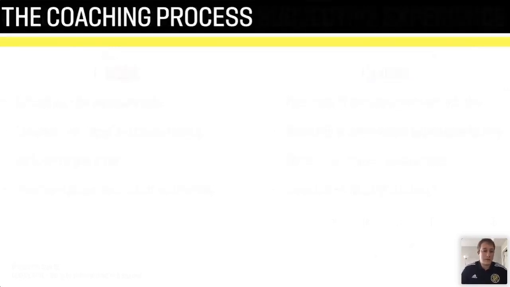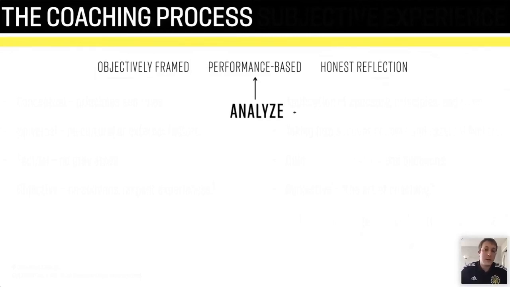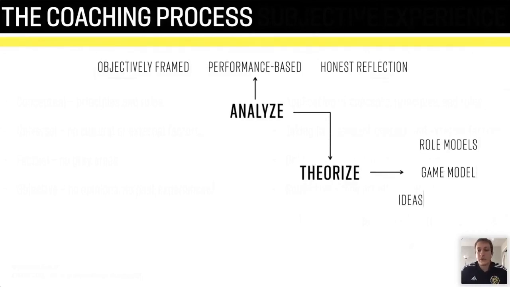For me, the coaching process is a 4-step system, right? Number one, you have your analysis. Again, it's got to be objectively framed, performance-based. So what's happening on the field, and honest reflection. You're looking at not only what do I want my team to do or what do I want to have happen, but what's actually happening, right? And then from that analysis, you come up with some theory. You have your role models, so you can think, okay, how would Barcelona handle this situation? What would my favorite coach do in this situation? You develop your game model, and you have your ideas from that analysis that go into these theories, these thoughts that you have about the game.